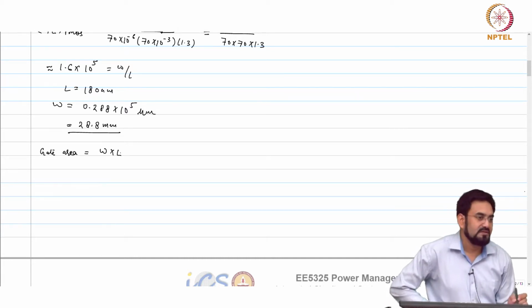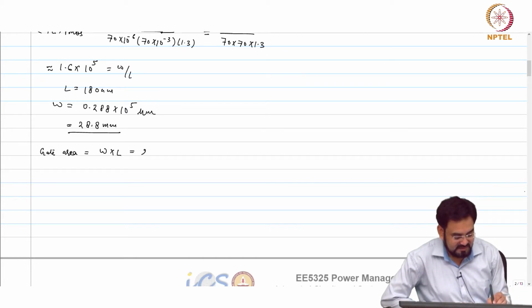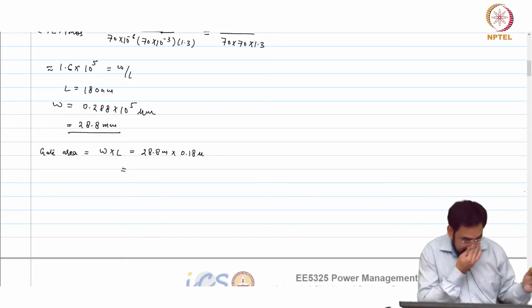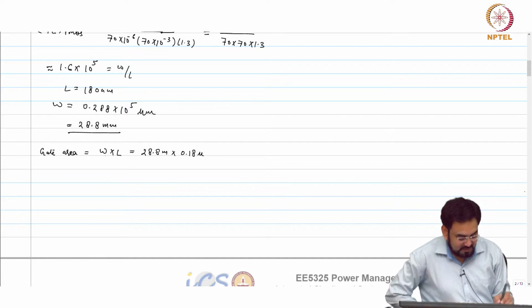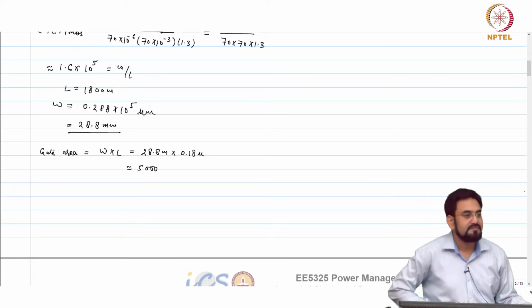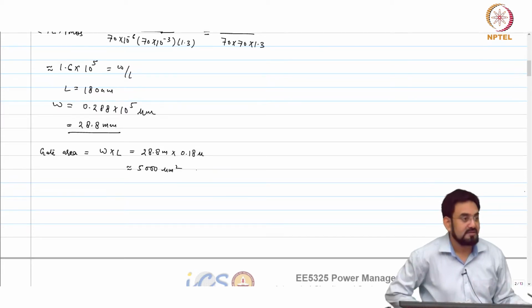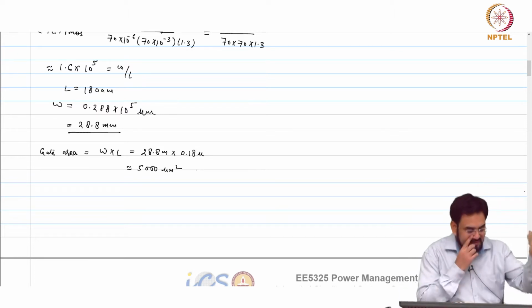Width into L. So, W is 28.8 mm and L is 0.18 micron. How much is this? So, 28.8 into 0.18 into 1000 is 5184. So, I will approximate it to 5000 micrometer square. Correct. Okay. So, let us say 5 femtofarad.